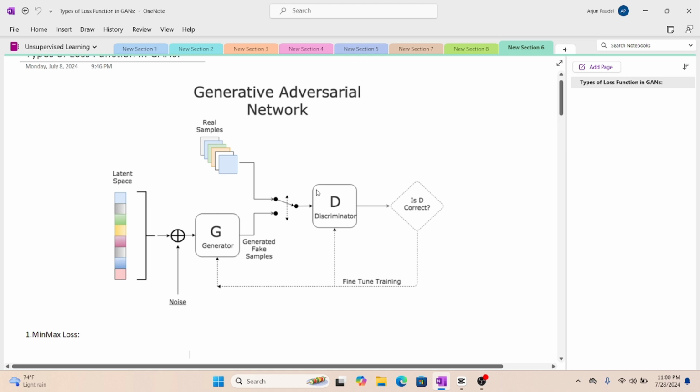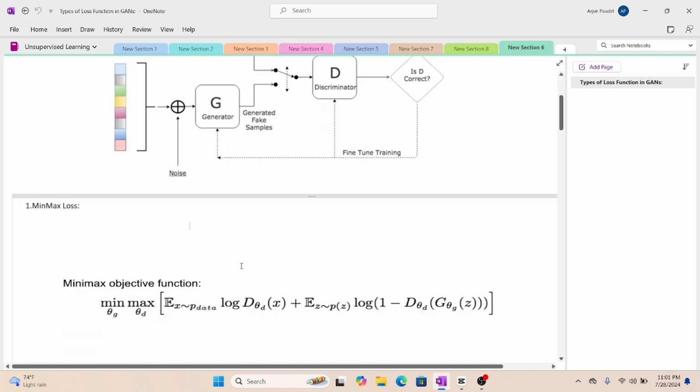So there are basically three types of loss in generative adversarial networks. One is min-max loss, another is modified min-max loss, and another is Wasserstein loss. And we will deep dive into all these loss functions. Let's first of all look at the min-max loss.